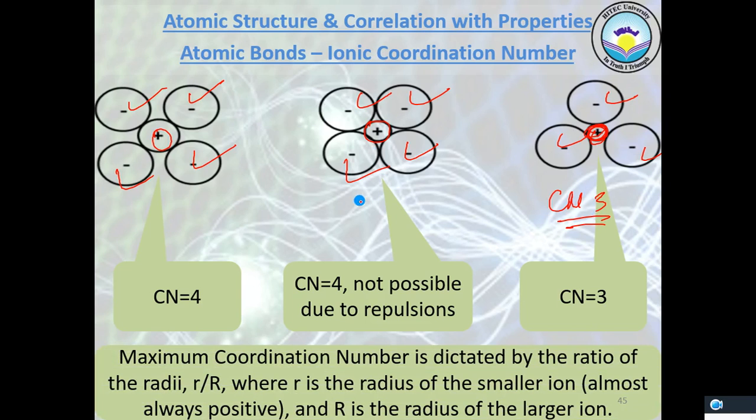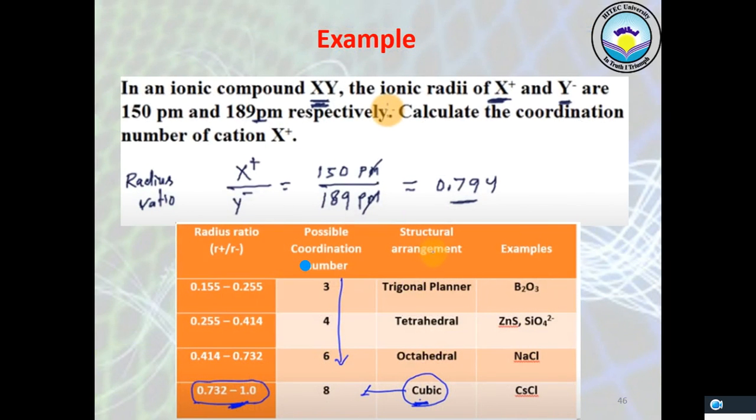Maximum coordination number is dictated by the ratio of the radii, small r divided by capital R, where r is the radius of the smaller ion, almost always positive, and R is the radius of the large ion. So you can see this is smaller radii and this is larger radii. And let's find the coordination number.